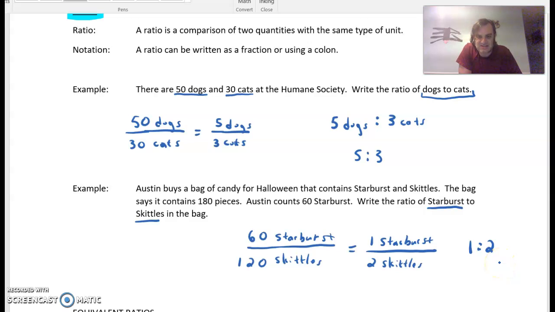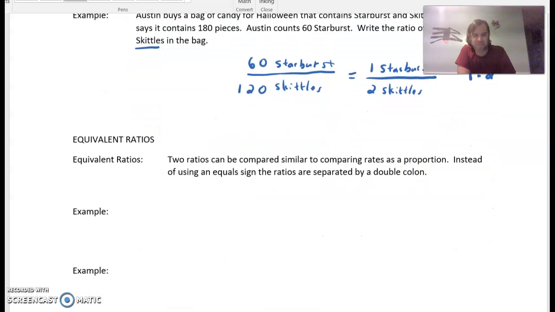But it's not just as simple as looking at the two numbers that might be given sometimes, because we want you to think about what's being asked. Okay? And also, I could have asked what is the ratio of Skittles to Starburst. And if you did that, this fraction would be upside down, so it would be 2 to 1. So also pay very close attention to the order things are given, because that's the way you're going to be able to read what you're supposed to do.